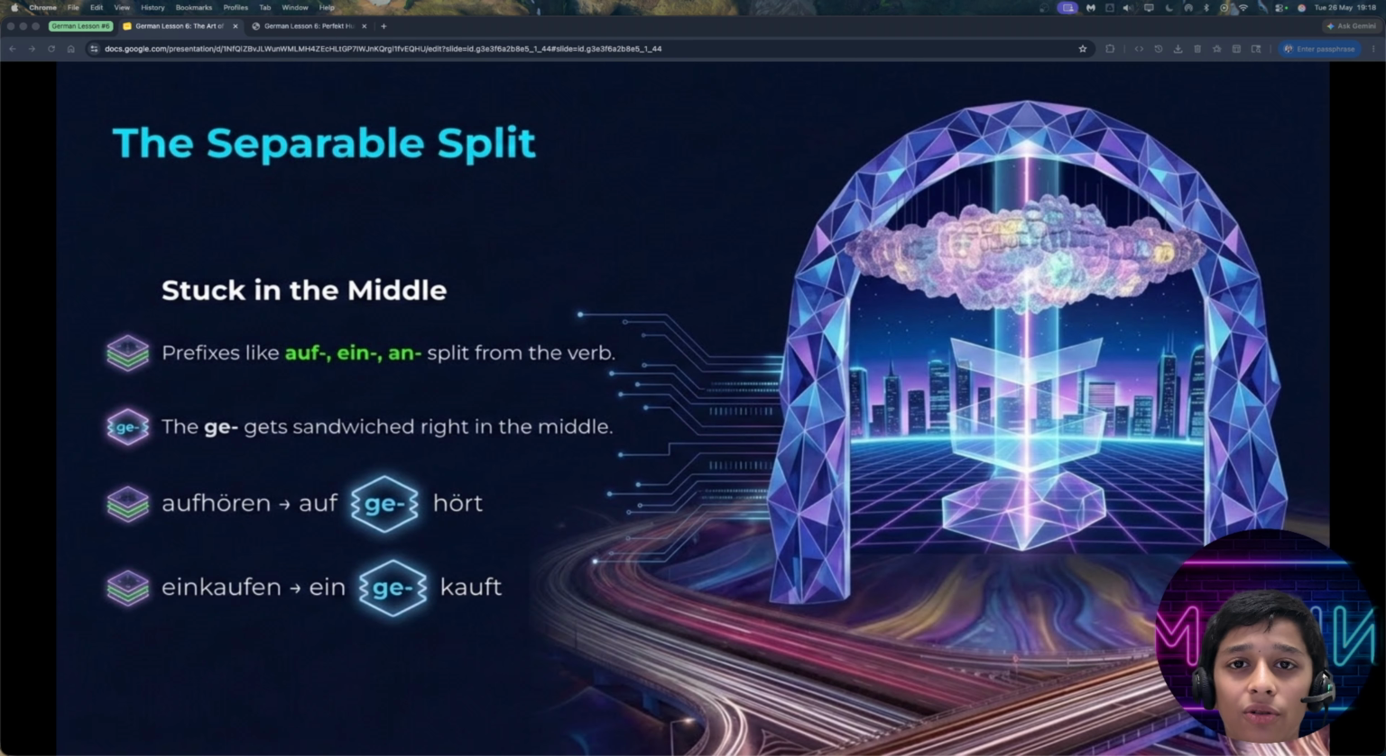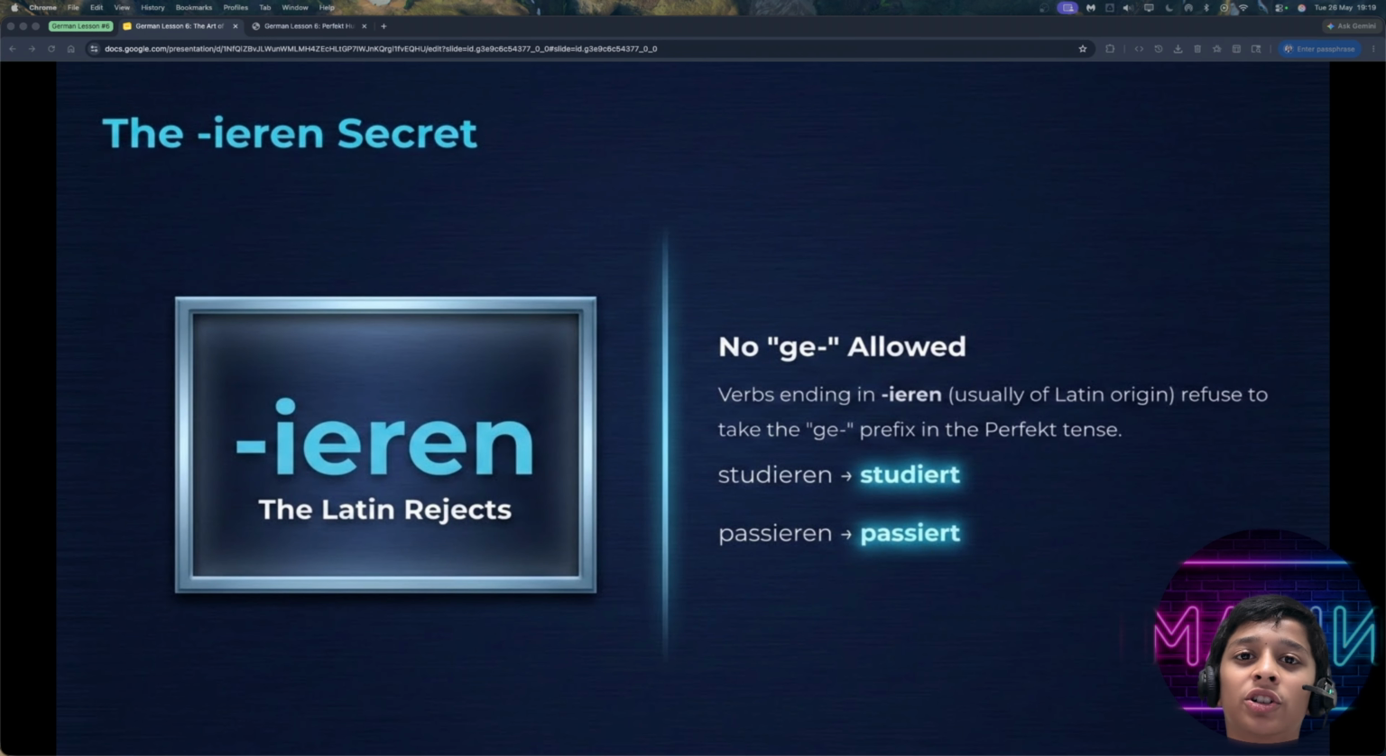Separable verbs though, they do something really dramatic. When you move to the past, the ge doesn't attach to the front. It squeezes right into the middle of the verb. Aufhören, to stop, splits open and becomes aufgehört. It almost looks like it shouldn't work, but it does. And honestly, it's one of my favorite little quirks of German. One more shortcut, and this one will save you time constantly.